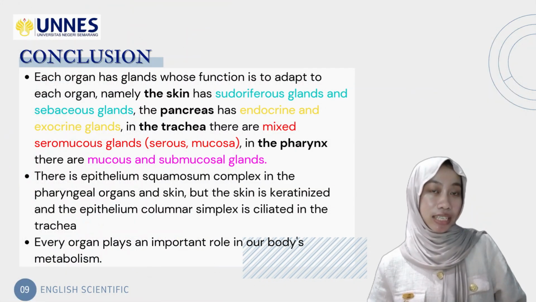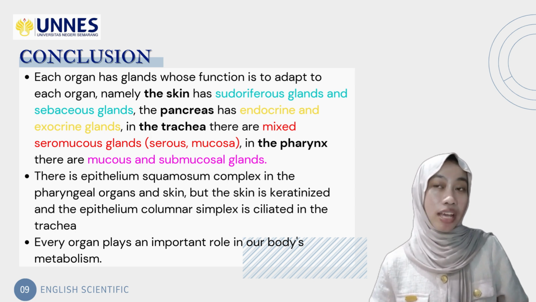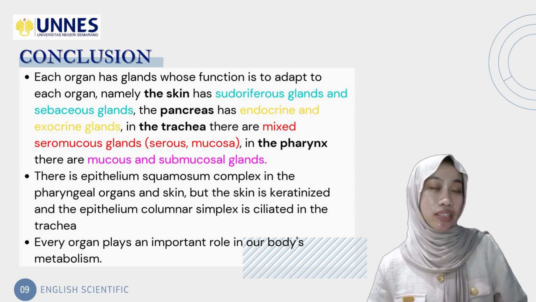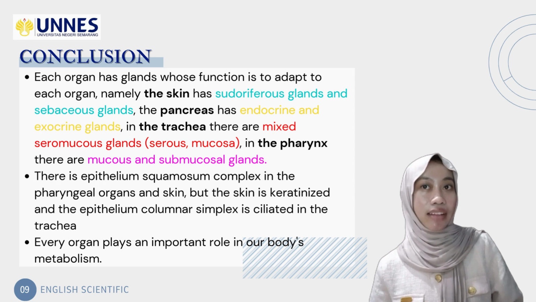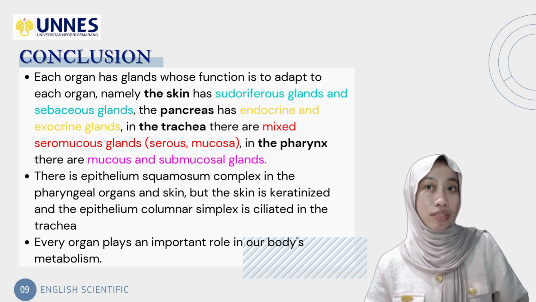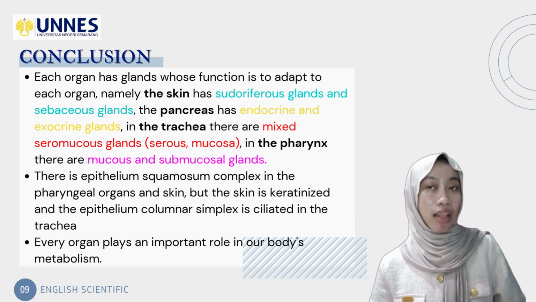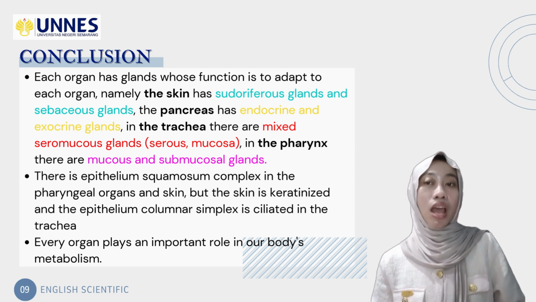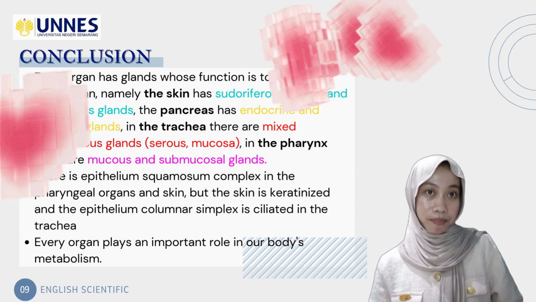So, from this discussion, I can conclude that each organ has glands whose function is to adapt to each organ. Namely, the skin has sudoriferous and sebaceous glands, the pancreas has endocrine and exocrine glands, in the trachea there are mixed seromucous glands, serous and mucous glands, in the pharynx there are mucous and submucosal glands. There is epithelium squamosum complex in the pharyngeal organs and skin, but the skin is keratinized, and the epithelium columnar simplex is ciliated in the trachea. Every organ plays an important role in our body metabolism.